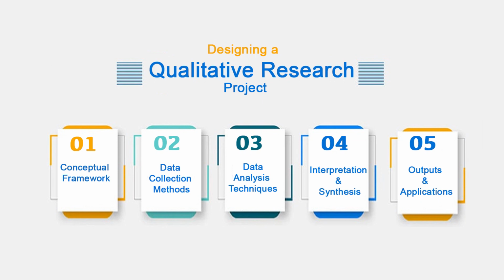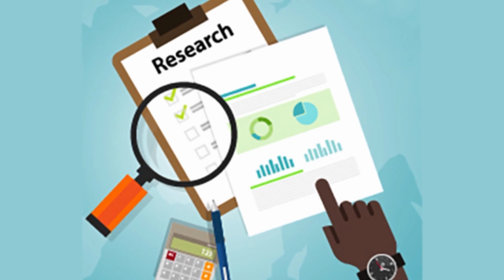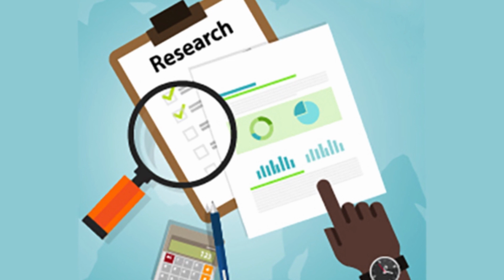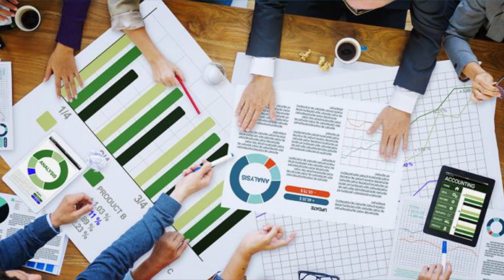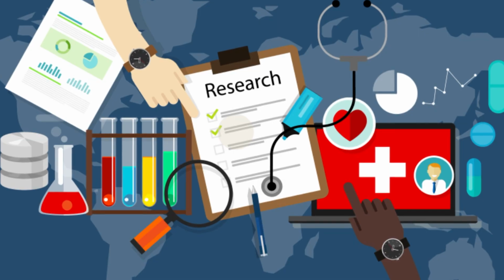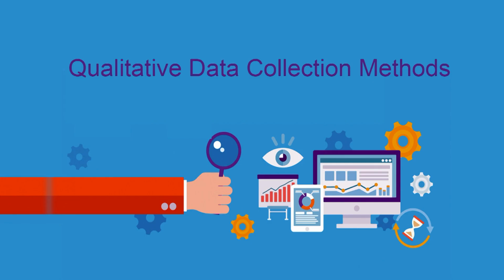Outputs and applications. Case studies, hypothetical situations, and assessments are some of the outcomes of qualitative research. These findings can be used to guide policy makers and policy proposals, as well as community outreach initiatives and other planning endeavors.